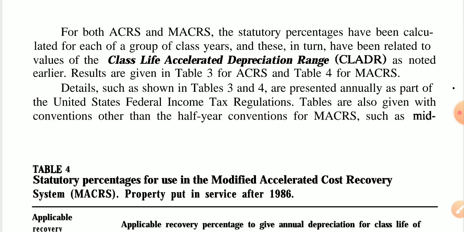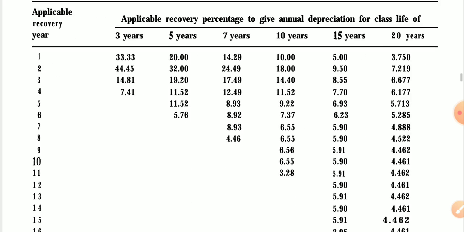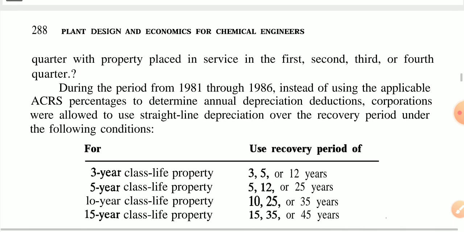ACRS is this one, in table 3, and MACRS is in table 4. Details such as shown in tables 3 and 4 are presented annually as a part of the United States federal income tax regulation. Tables are also given with conventions other than the half-year convention for MACRS, such as the mid-quarter convention, whether the property was placed in service in the first, second, third or fourth quarter.